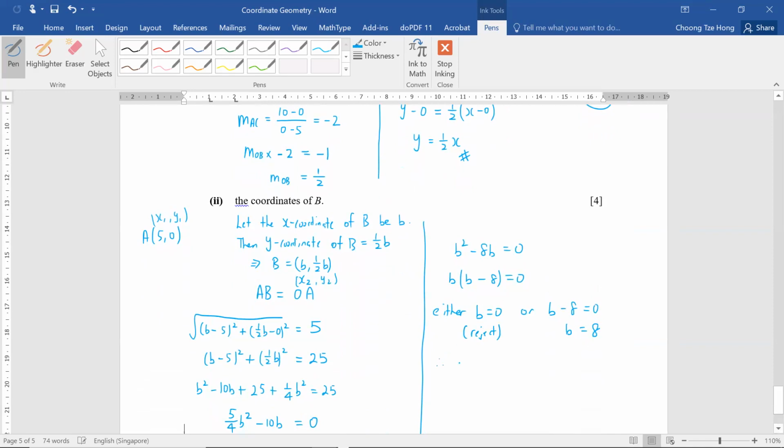So therefore, the coordinates of B will be, remember B is b and half b, right? So b will be 8, half b will be 4. So this will be the way that you solve a question like this.